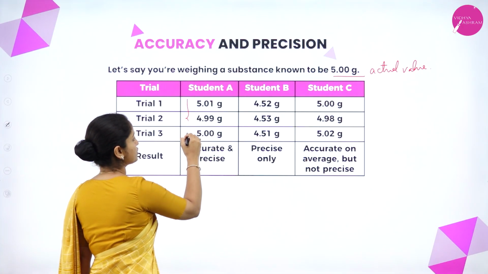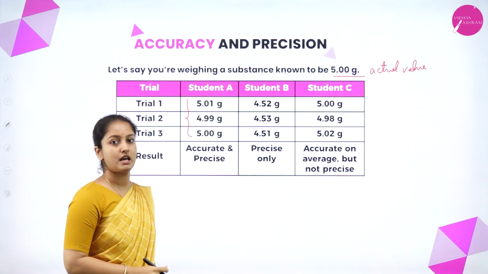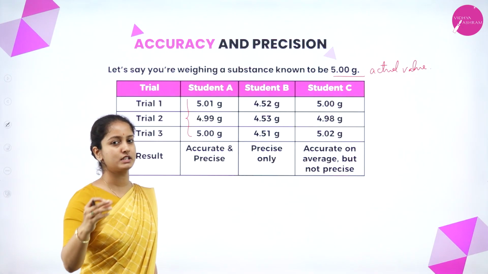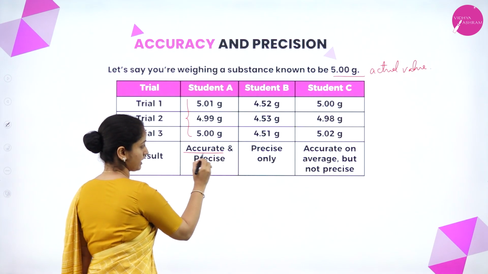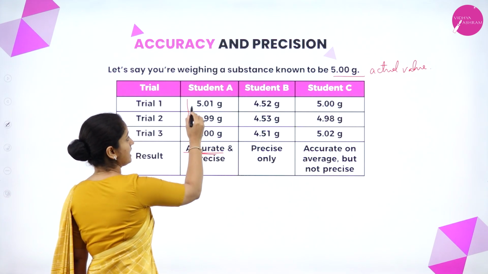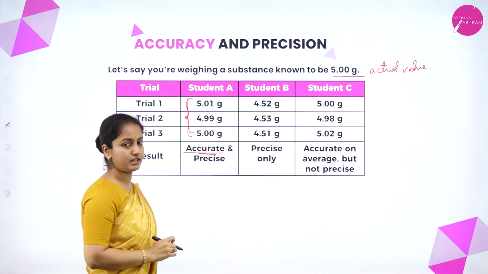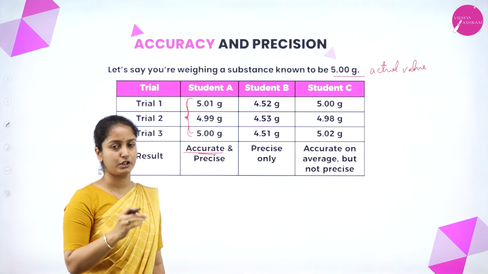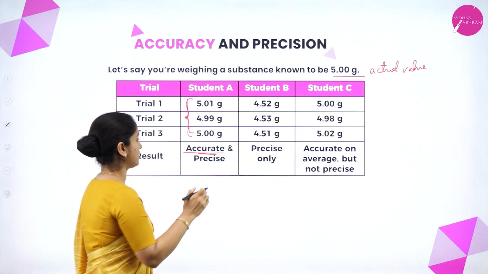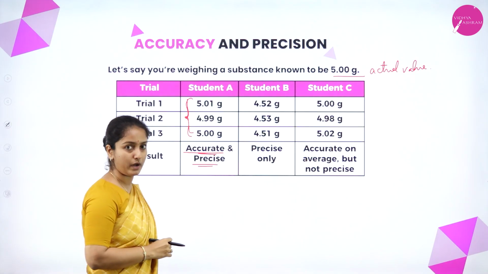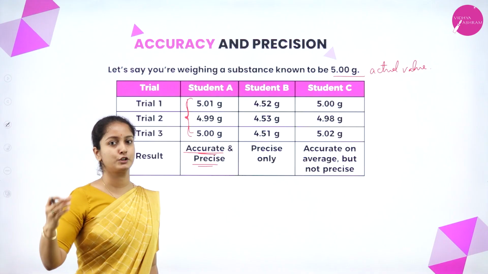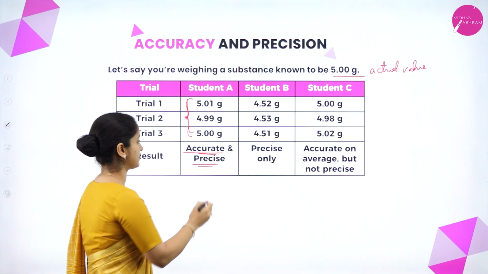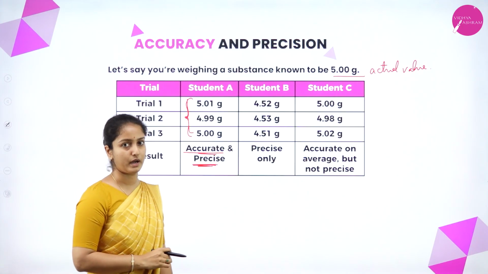So these values show closeness to the actual value, so it can be said as accurate. And since within all these 3 trials he has arrived at the accurate value, that can also be called a precise value. Every time he did it, he arrived at a value near that value, so that can be called precise.